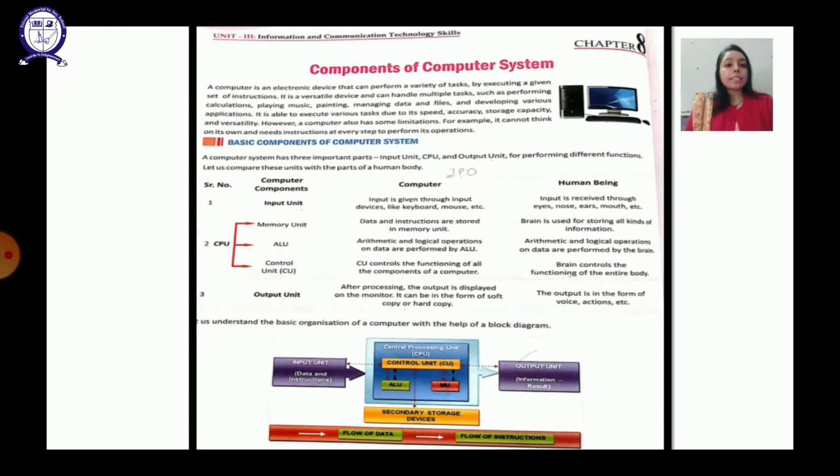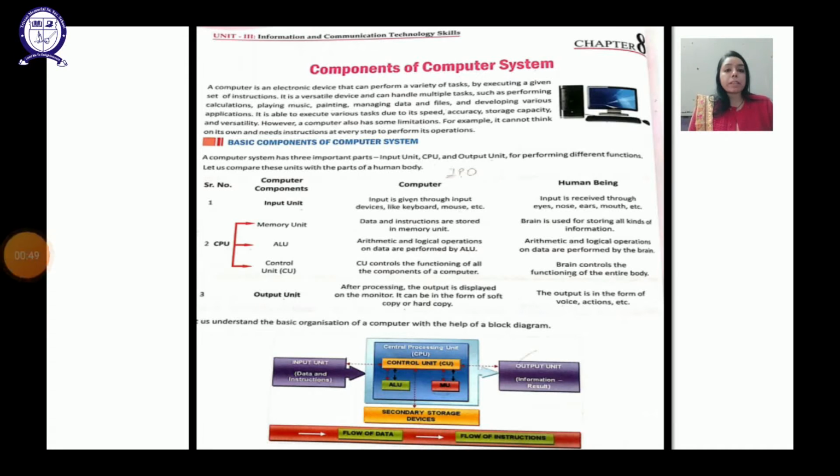A computer is an electronic device that can perform a variety of tasks by executing a given set of instructions. It can handle multiple tasks at a time, it can handle calculations, it can play music, you can do painting in it, you can manage data and files and develop various applications. It is also able to execute various tasks due to its characteristics like high speed, not making mistakes, high storage capacity and versatility.